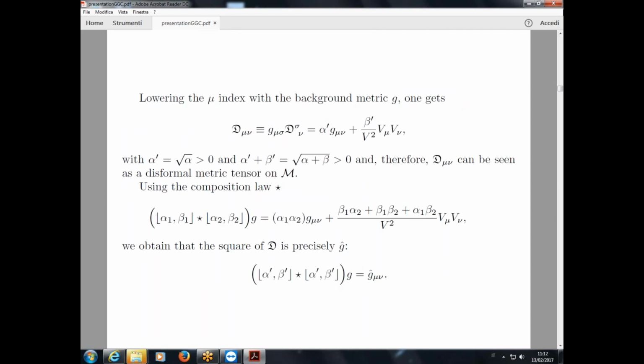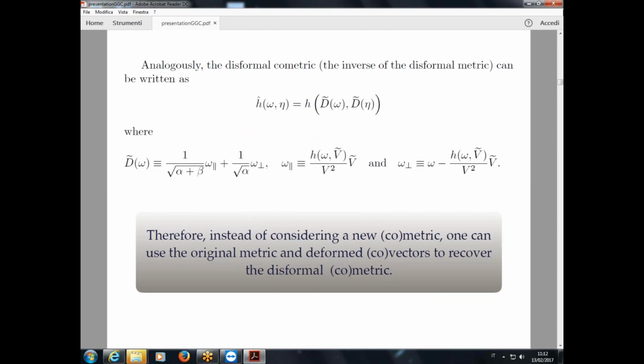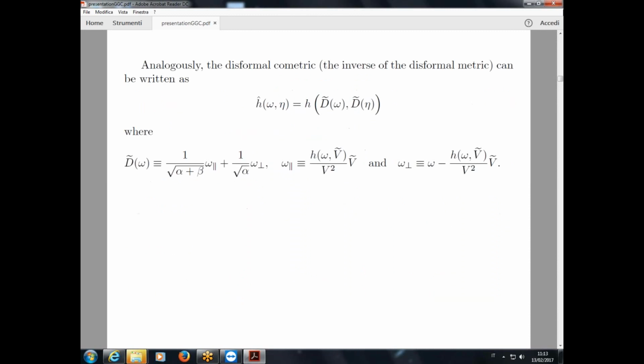they can be seen like square roots. The disformal operators, they are like the square roots of the disformal metric. But to do this, you need the operation that we defined for groups. And as properties of the disformal operators, you can see that the covariant and the contravariant disformal operators act like inverses. The set of disformal operators, defined by D, these guys here, they also satisfy the group structure, and that explains perfectly the group action.